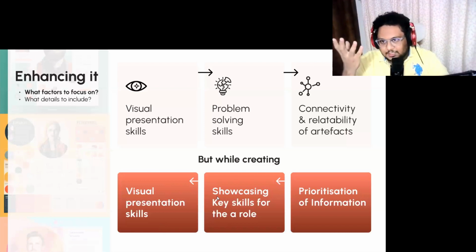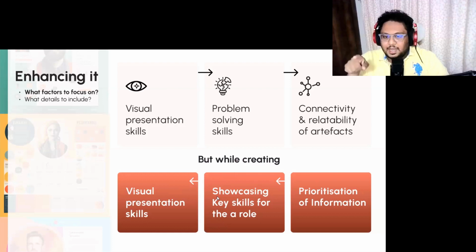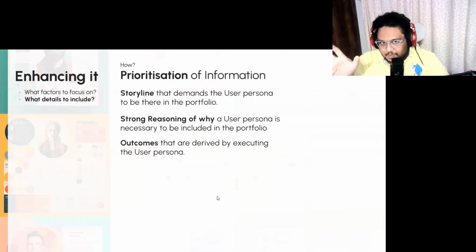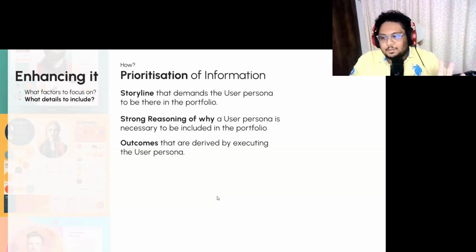How do we establish the connectivity? It's by prioritizing the information first, of what to include in a portfolio or in an artifact, right? And then what skills we want to showcase for that specific role, or for any role, for our dream job role, like an interaction designer or a visual designer. And then how can we enhance that using our visual presentation skills? Now, for each component, let's say prioritizing information, these are the three bigger tips that can be followed.